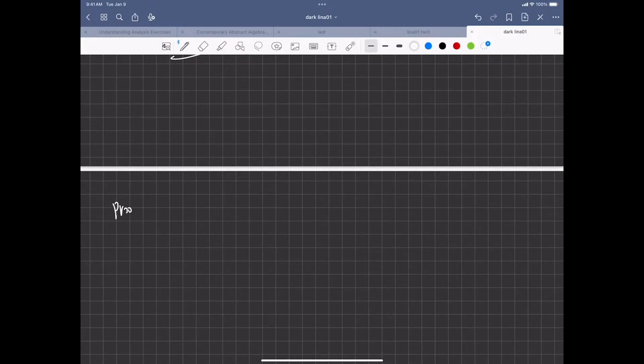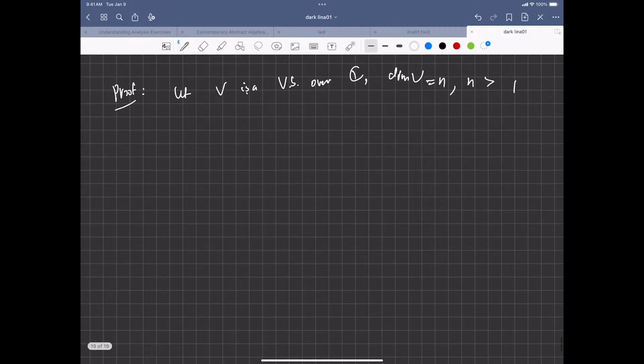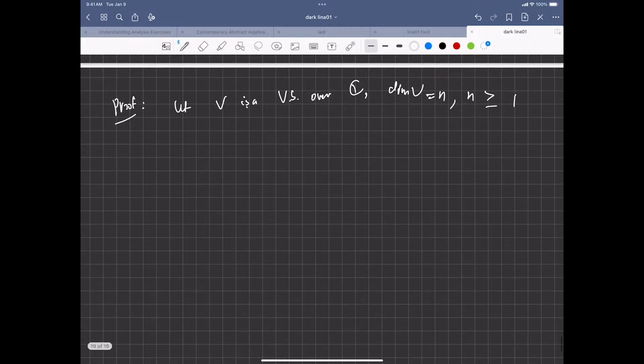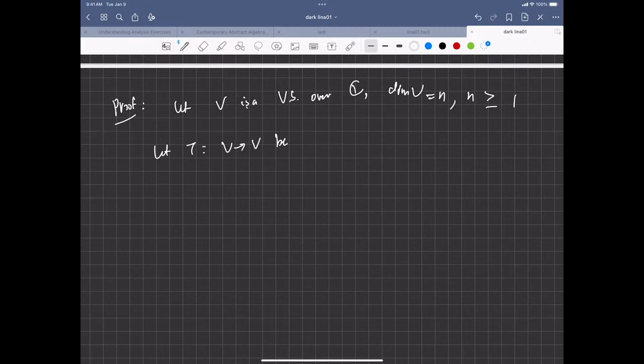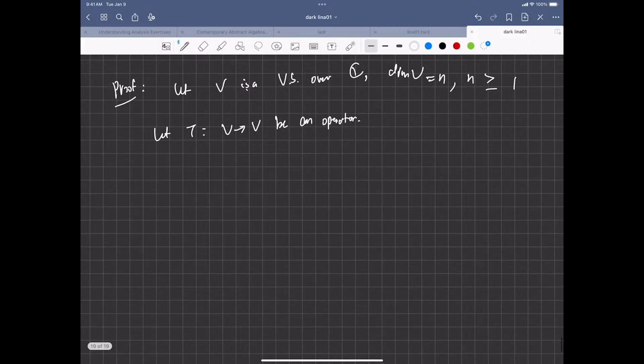Right? First of all, suppose we have V is a complex vector space, a vector space over C, dim V equals n, and n is greater than or equal to 1. Sorry, not n is bigger than 1, n is greater than or equal to 1. Let T be an operator.